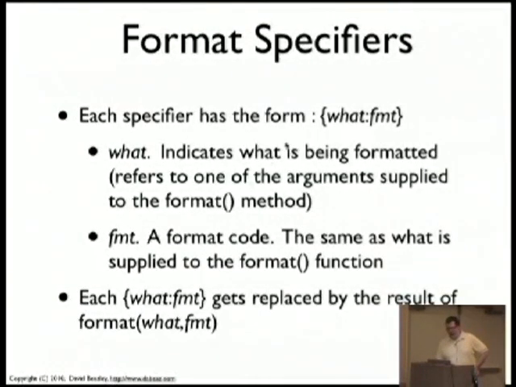Each one of these specifiers has 2 different parts to it. The part before the colon tells it what it is that you're formatting. So it refers to one of the arguments that got passed into format. And the code after the colon is something that gets passed into that format method. Essentially each one of these things gets run through that format operation where it says, okay, format this thing, and that's the what, with whatever that code is.